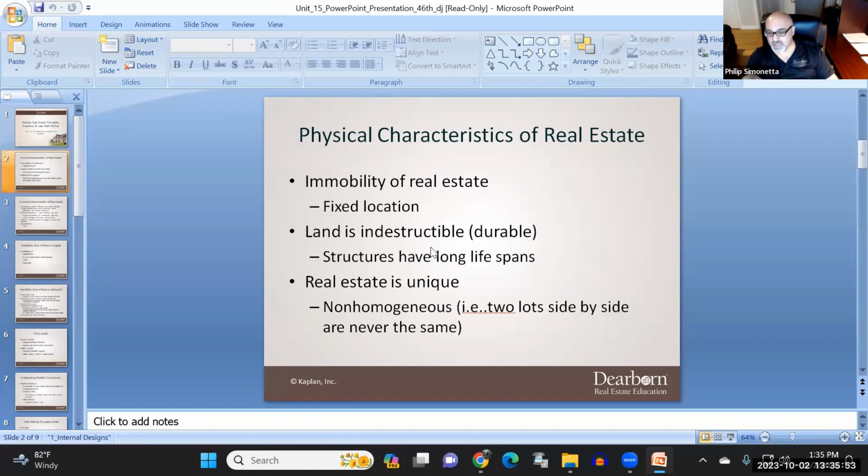And real estate is unique. It's non-homogeneous. What that means is there's no lots side by side that are ever the same. They have different elevations, different angles, different material. There's no two exactly the same lots of land.